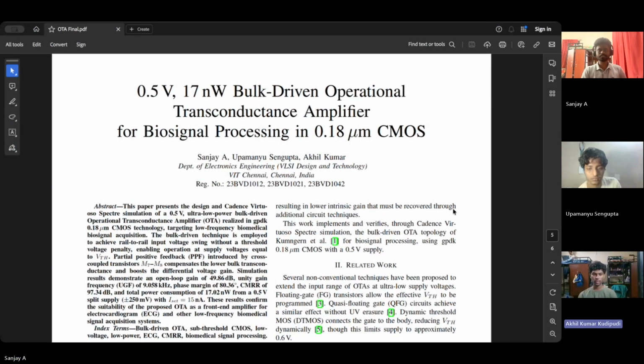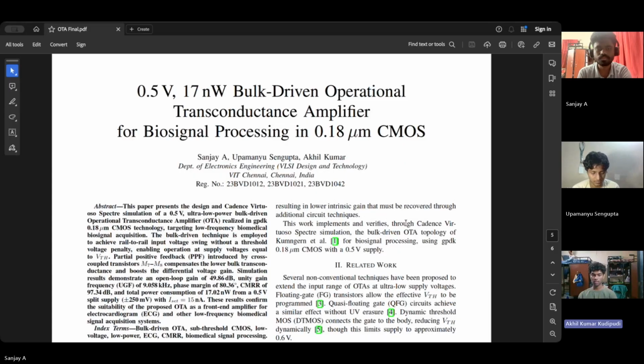Kumar, and today, together with my teammates Upmanyu and Sanjay, we'll be presenting our project for CMOS analog IC design. Our project is titled 0.5 volt 17 nanowatt bulk driven operational transconductance amplifier for biosignal processing in 180 nanometer CMOS technology. I know that's a mouthful, so let me break it down for you and tell you exactly why every word in that title matters.